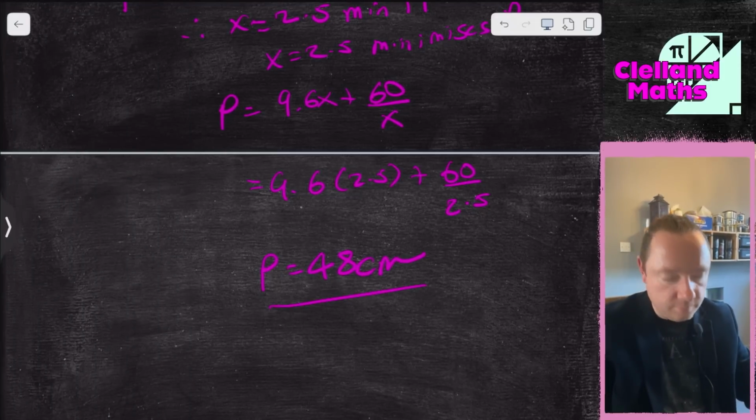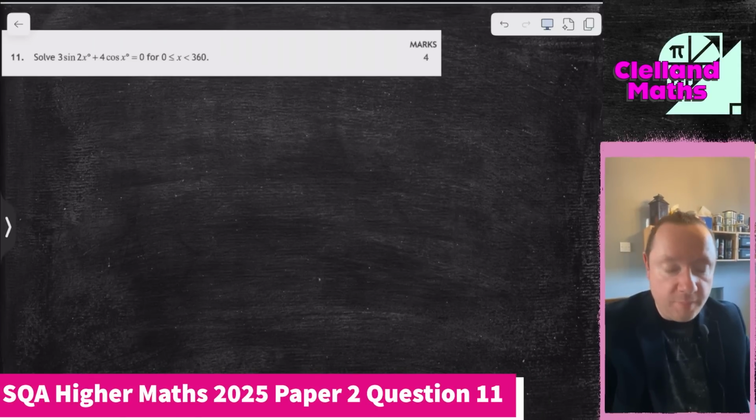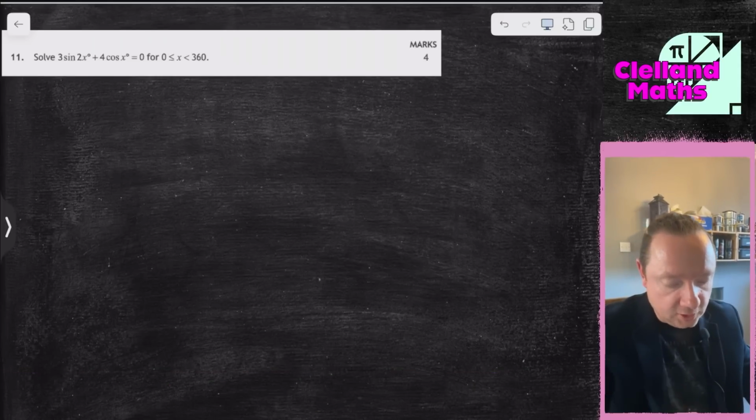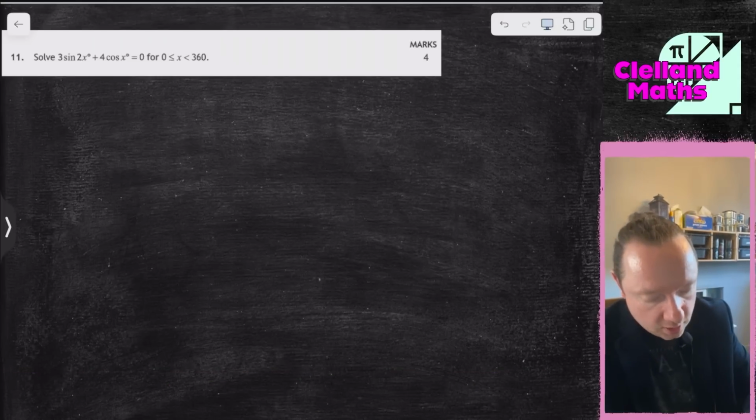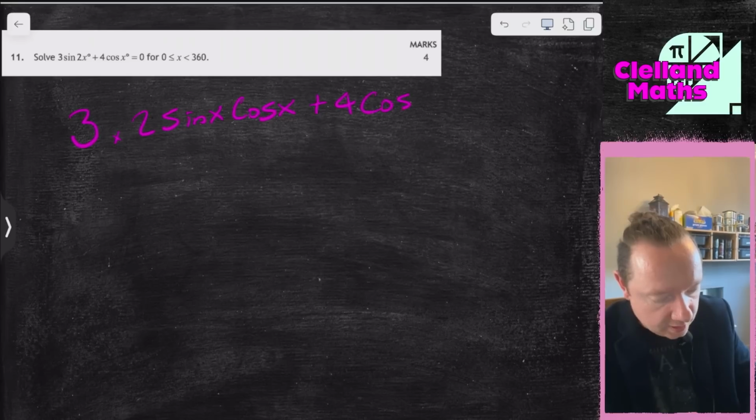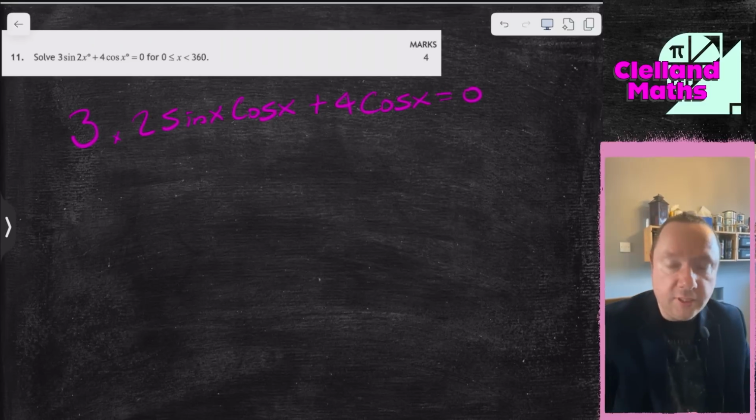And we're done there. SQA Higher Maths 2025, Paper 2, Question 12. Solve 3 sine 2x plus 4 cos x equals 0. So 3 sine 2x, that's just 2 sine x cos x from the start of the exam paper, plus 4 cos x equals 0. And it's just between 0 and 360.